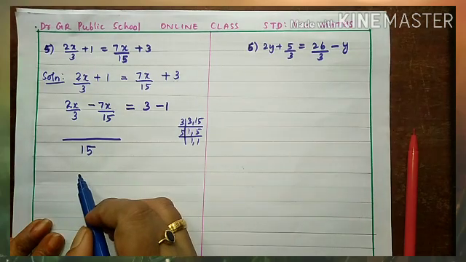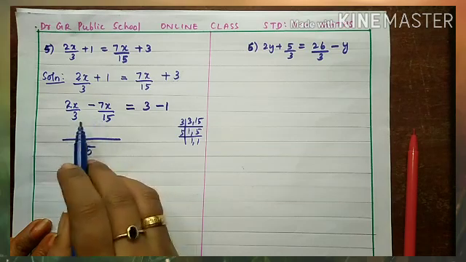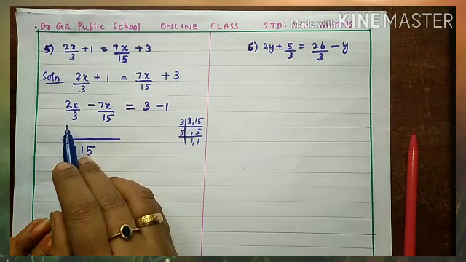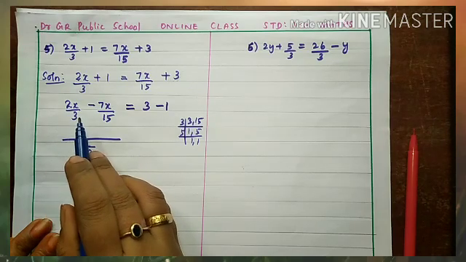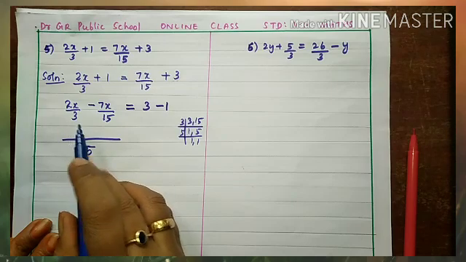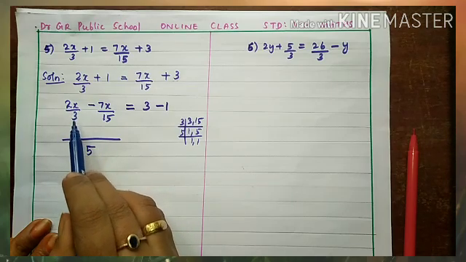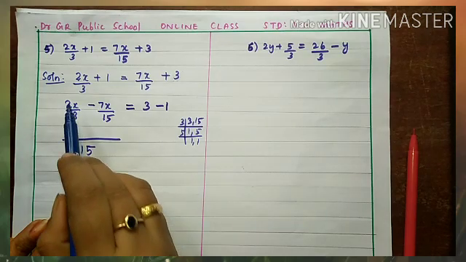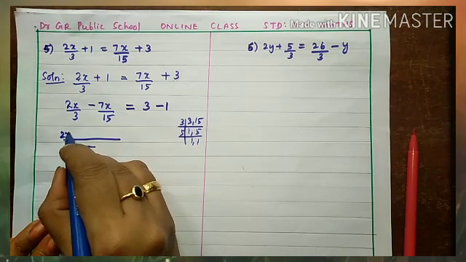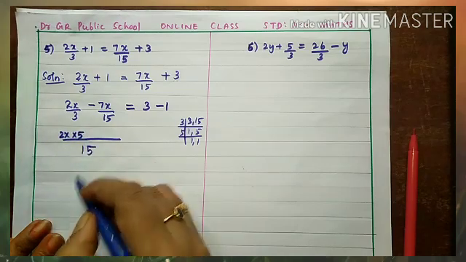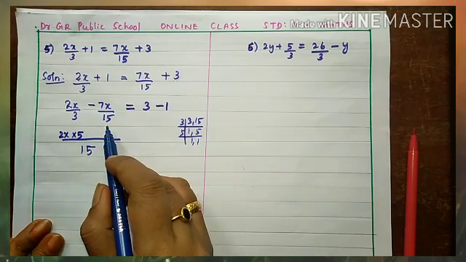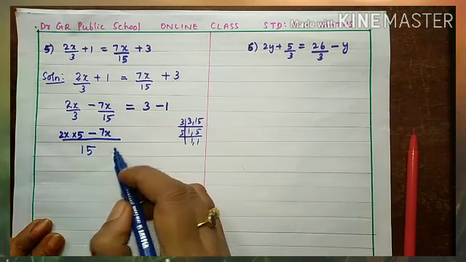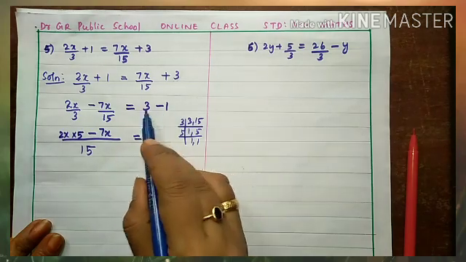Now after finding the LCM, you want to convert the denominators to the LCM number. Now see the first denominator, what is it? 3. 3 into how much is 15? Yes, 5. So multiply numerator and denominator by 5. So 3, I wrote here 15 into 5. So what is the numerator then? 2x you want to multiply by 5. Now second fraction, you see there is no change because 15 is the denominator. So minus 7x equal to, what is 3 minus 1? 2.